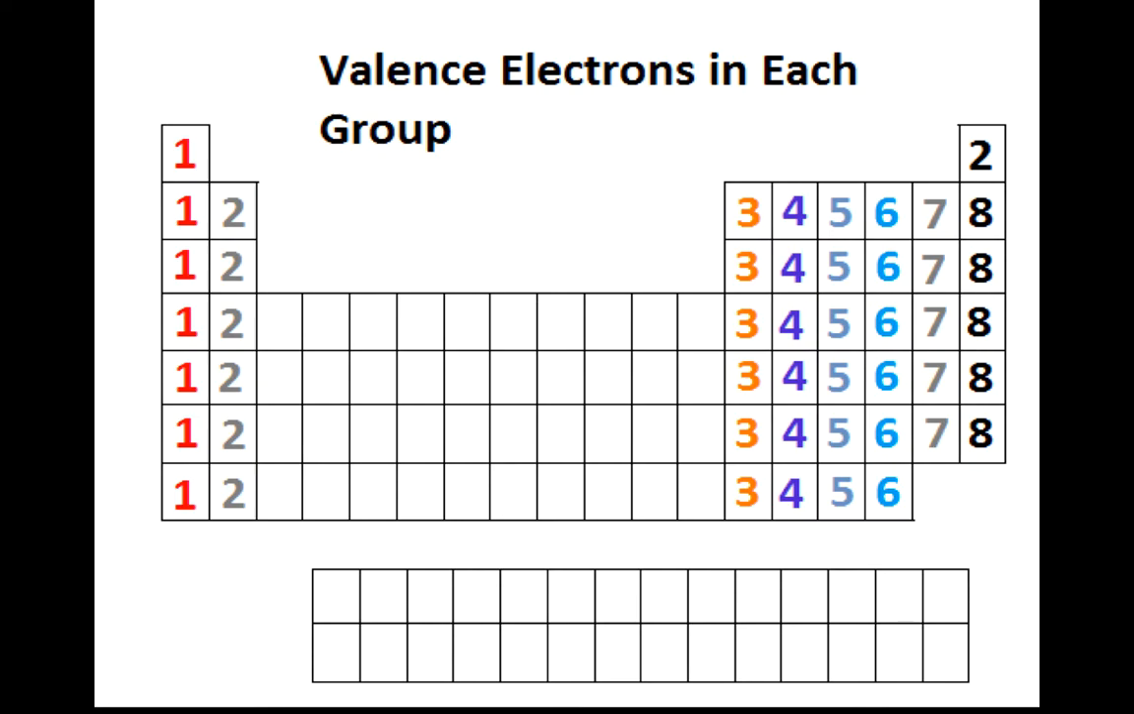Valence electrons are easy to figure out. They are based on group number. So all the elements from hydrogen to francium are in group 1, so they have 1 valence electron. And all the elements from beryllium to radium in group 2 have 2 valence electrons.